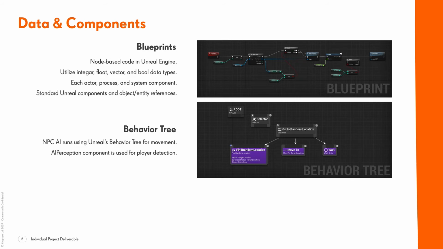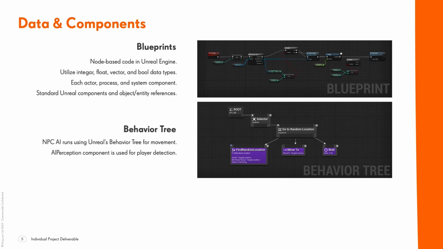This is Unreal's standard AI behavior tree for the movement of the NPCs. This is an example of one of the NPC movement behaviors, and on the right side is the behavior tree for it. We also use the AIPerception component for player detection.